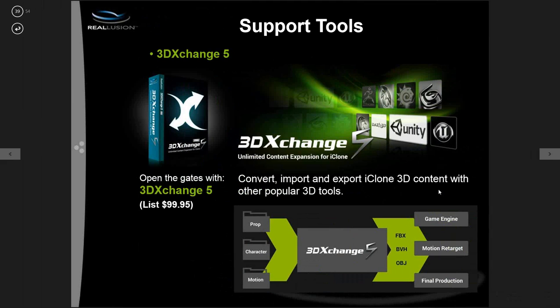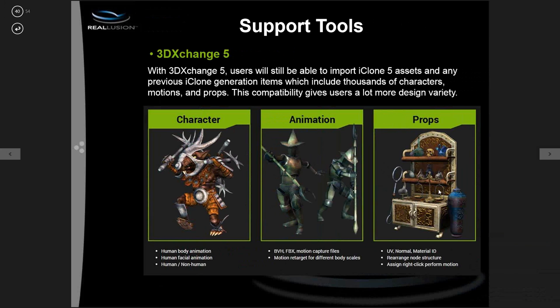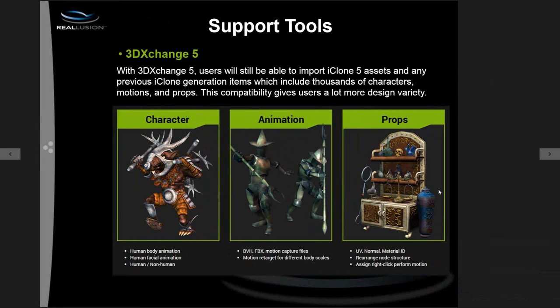3D Exchange 5, we're almost coming out with 3D Exchange 6 within the next month. 3D Exchange 5 is just for converting external content into iClone. So if you have content like from Google 3D Warehouse or free content or any content that you have, like animations or models, you can bring those into iClone via this program, 3D Exchange. Like I mentioned, characters, animations, and props. So any game content library that you can find, you can bring it into iClone.